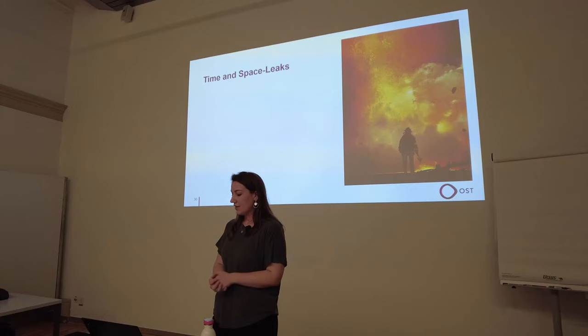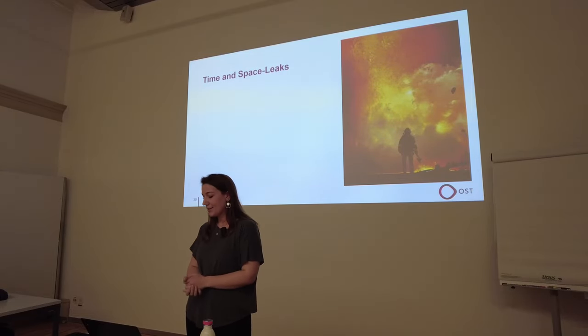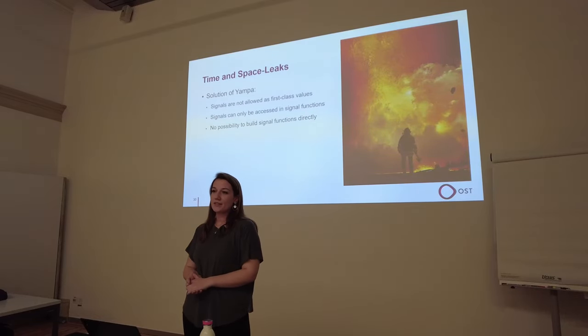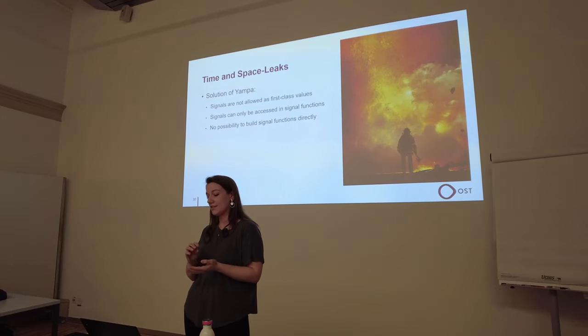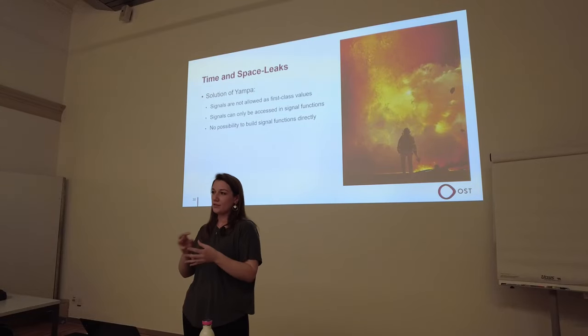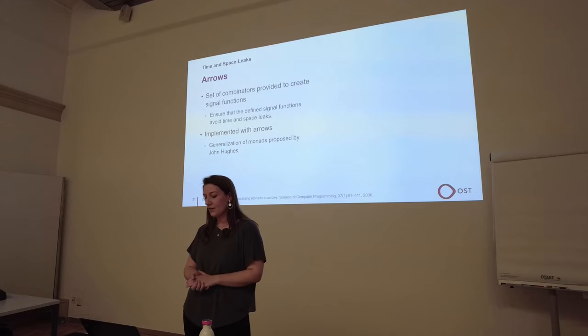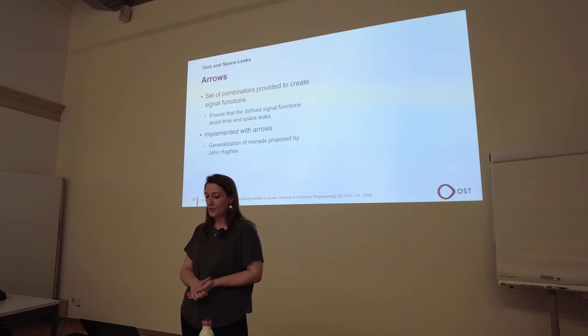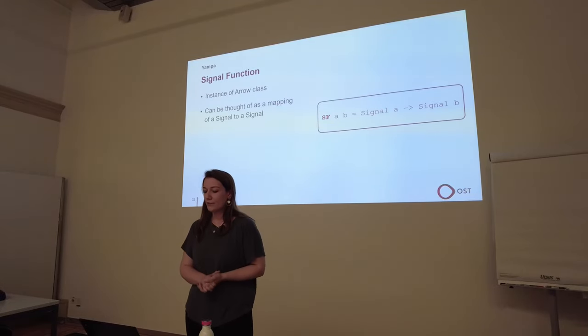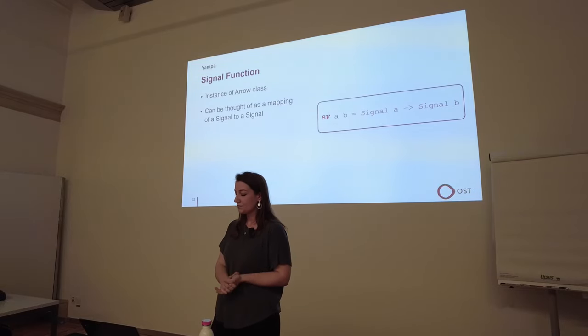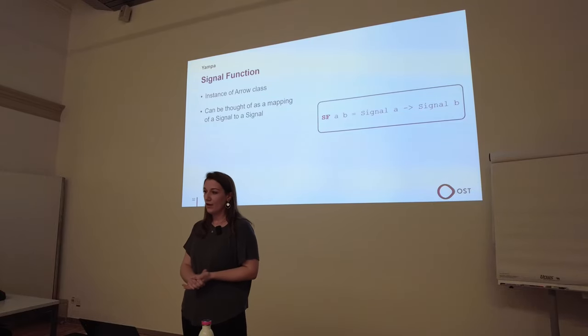The concept of signals enables you to write programs that have time and space leaks. The reason for this is beyond the scope of this talk, but Yampa solved the problem by not allowing signals as first-class values. So signals can only be accessed in so-called signal functions, and there's no possibility to build signal functions directly. Instead, you have to use a set of combinators that is provided by Yampa. These combinators ensure that you don't create time and space leaks. These signal functions are implemented with arrows, which is a generalization of monads proposed by John Hughes. A signal function can be thought of as a mapping of a signal to a signal. So in your code, you will see the type SF for the signal function, but you don't see the signals because this is hidden from you.